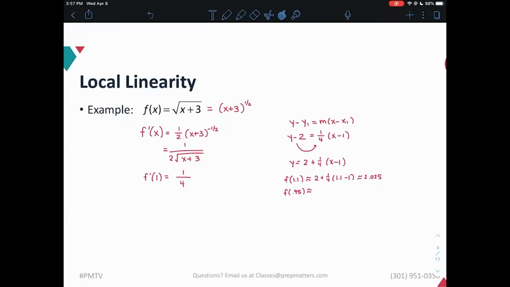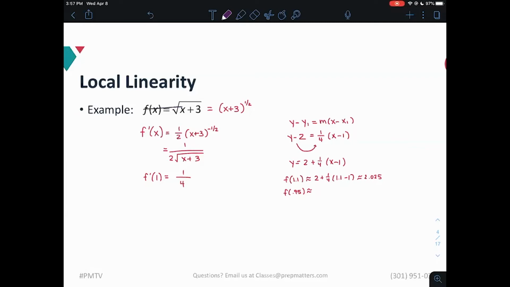But I want to talk through a little bit of theory here before we move on quickly. So in this case, we knew the function. I know that my function is the square root of x plus 3. Doing an approximation doesn't make a lot of sense. If I want to know the actual value of f of 1.1, that's really easy. I'm just going to plug in 1.1.